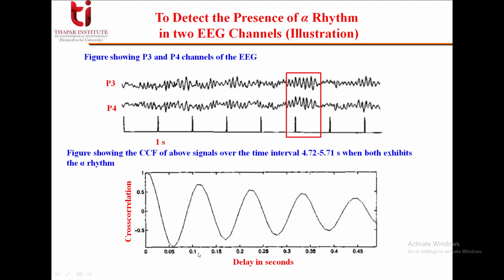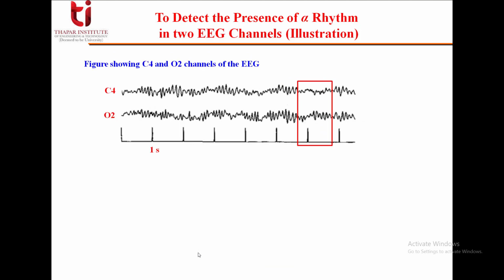So that means if you compute the cross spectral density for this, it will show the peak again at 9 Hz. That shows that it is having alpha rhythm, meaning alpha rhythm is present in both the signals.